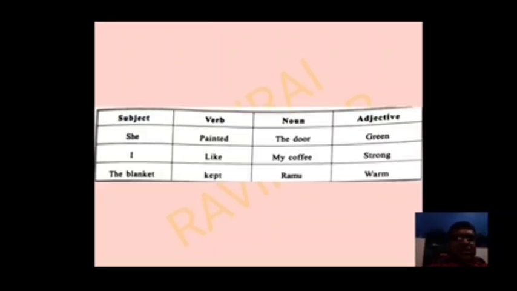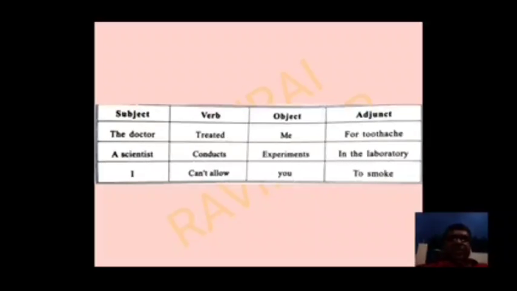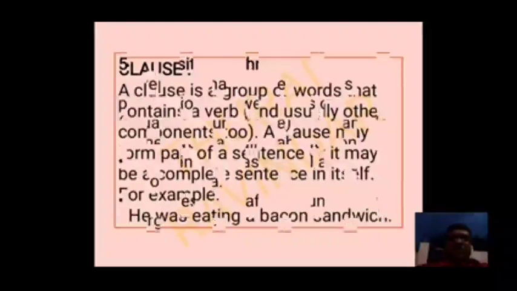Let us see another example. Subject, verb, noun and adjective. She painted the door green. I like my coffee strong. The blanket kept Ramu warm. So here you see different types of sentences are given.